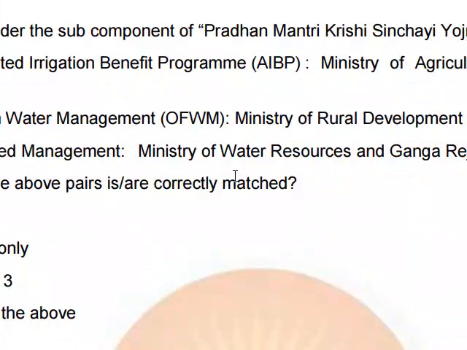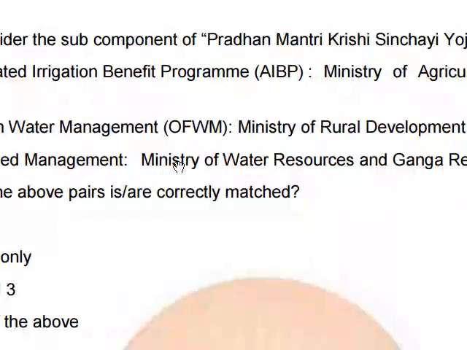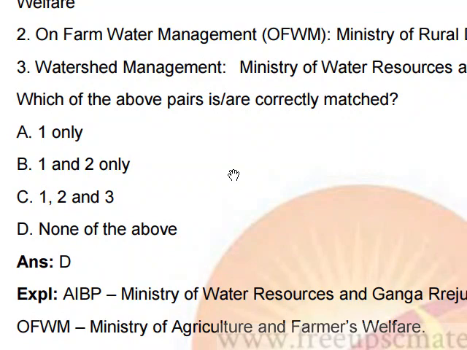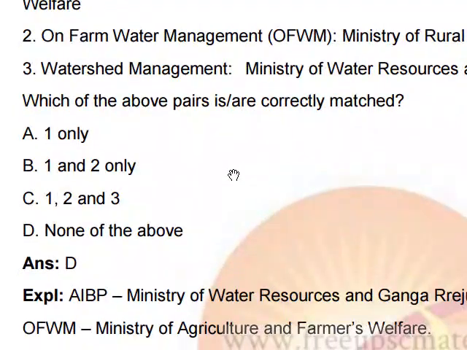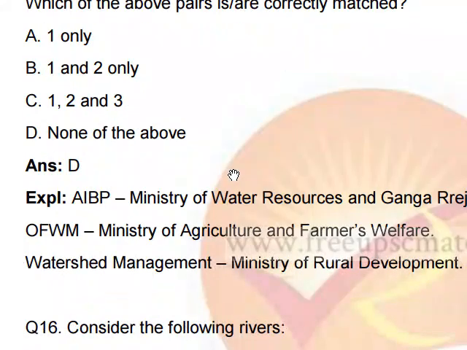So these are the components of Pradhan Mantri Krishi Sinchayee Yojana: first, the Accelerated Irrigation Benefit Program, then On Farm Water Management and Watershed Management. Okay, so thank you.